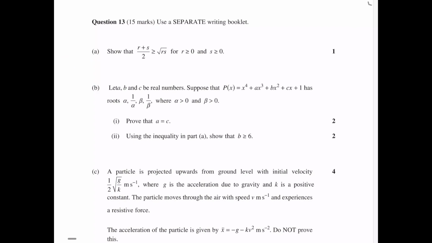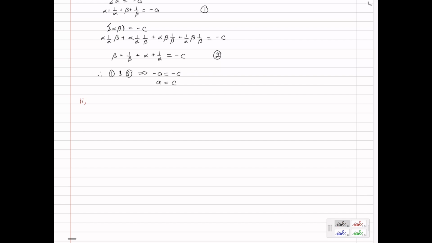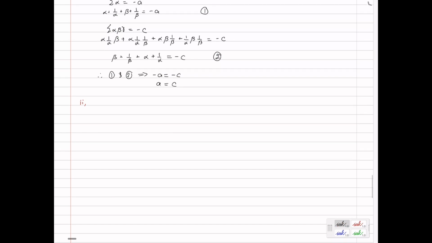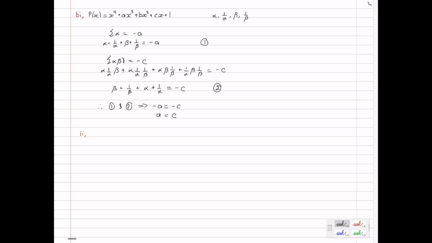The second part, using the inequality in part A, show that b is greater than or equal to 6. Okay, so let's actually move this down because we want to see what the polynomial is. So we want some expression in terms of b. So somehow we need to involve b in our working. So again, we can use our sum of roots and product of roots business.